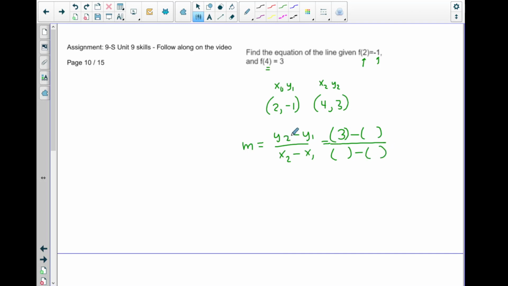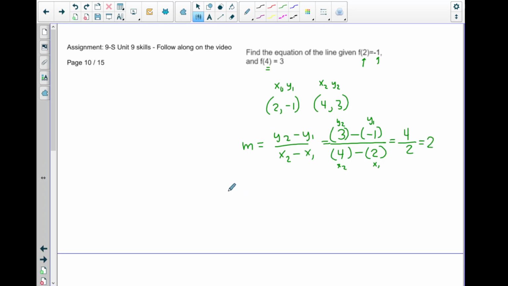Okay, so I'm just building the whole thing. I'm just rewriting this, equals this, y2, this is y2, okay, minus y1, y1 is -1. And then, of course, x2 minus x1. So x2 is 4, minus x1 is 2. Okay, and this is 3 minus -1, so it's 4. And this is 4 minus 2 is 2. So our slope is 2.